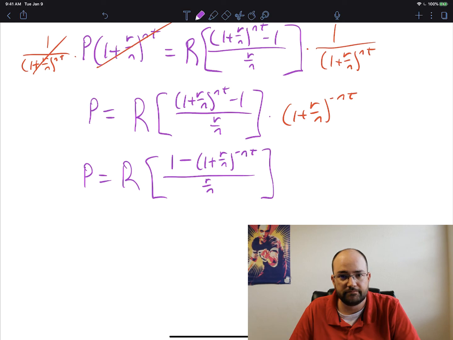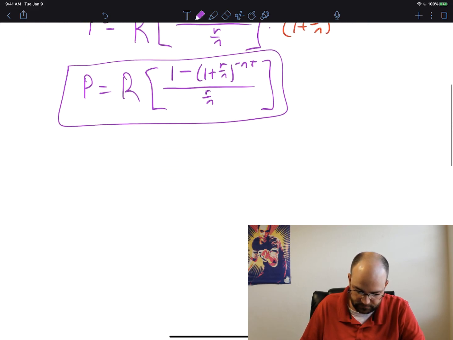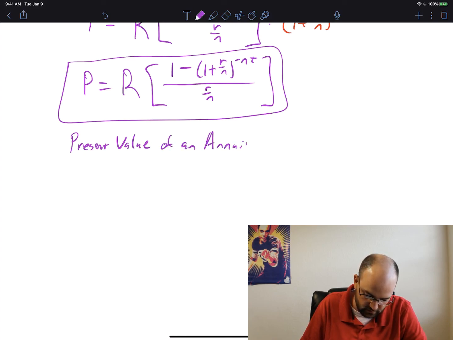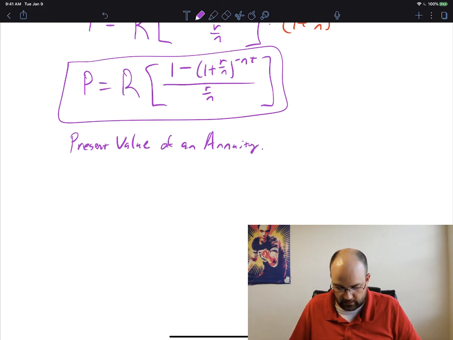And there you go. There is your formula. This is the present value of an annuity. Good deal.